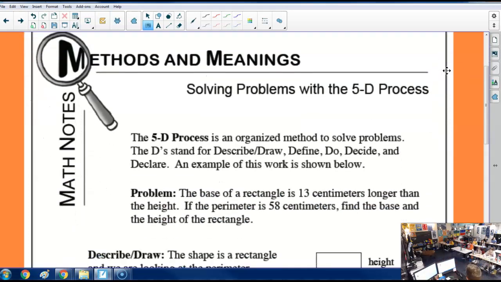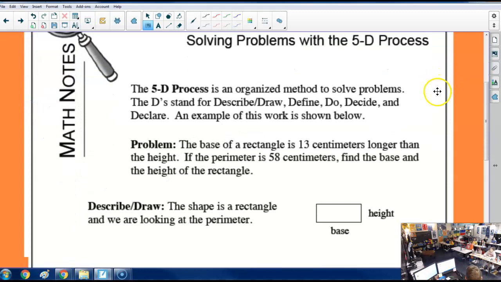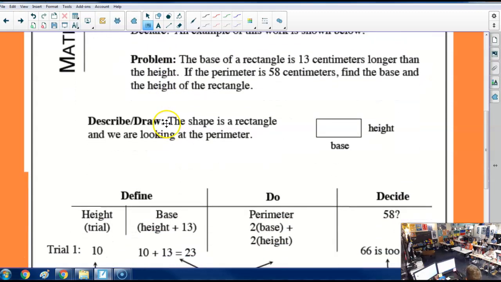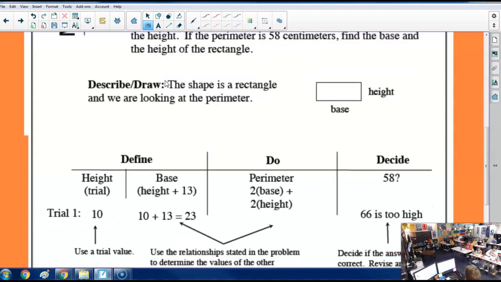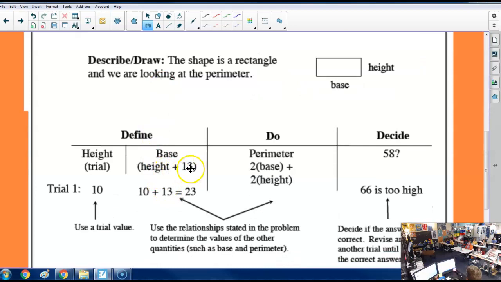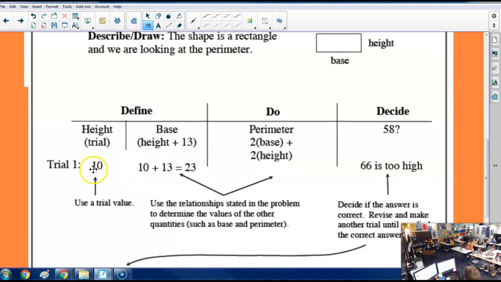So if we scroll down here and look at the example that's on the top of your green paper, and then we're going to put your green papers away. The 5Ds, as Bella reminded us, describe, draw, define, do, decide, declare. So if they gave you a problem where they said the base of the rectangle is 13 centimeters longer than the height, we could call the base h plus 13, and the other thing we have is the h. So if we define variables, we could say h and h plus 13. We then try these things out. We decide if what we got is too high or too low, and we modify.